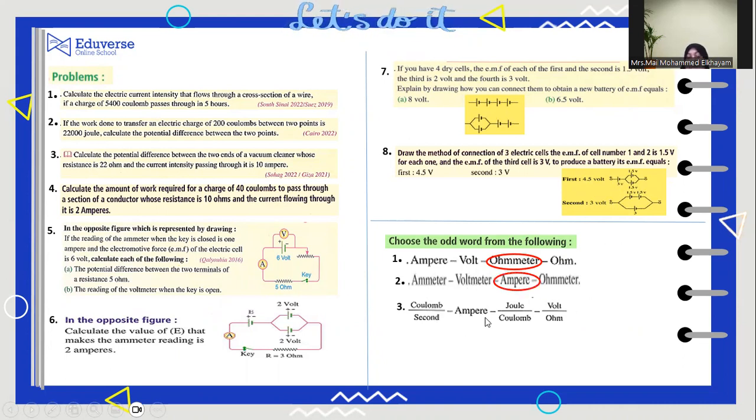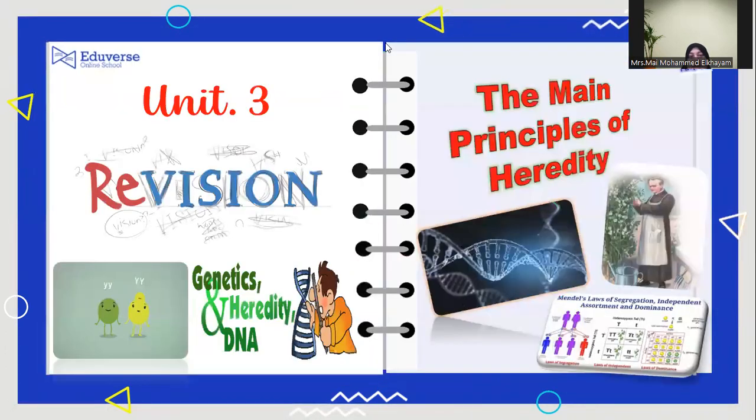Coulomb over second, ampere, joule over coulomb, volt over ohm. Coulomb over second is ampere. So ampere and ampere, I have to search for something else which doesn't produce the ampere. Joule over coulomb or volt over ohm. Joule over coulomb, let's see it. Joule over coulomb is work over quantity of charge. This is the measuring unit for potential difference. So this is the one I need. Okay, let's go.